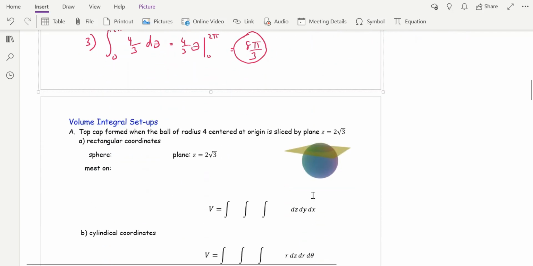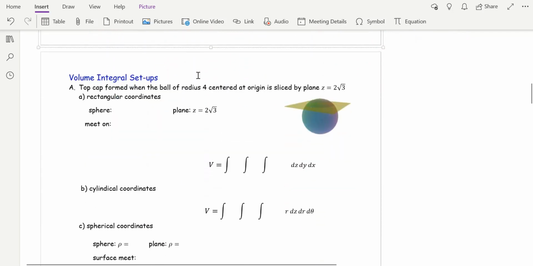Now, fun part, well, I think this is all fun. We're just going to do some setups. The first one is the top cap of this sphere when it's sliced by the plane z equal 2√3. The sphere is a ball of radius 4 centered at the origin. So the equation for that surface is x squared plus y squared plus z squared equals r squared, which is 16. The plane is given to us, z equals 2√3.